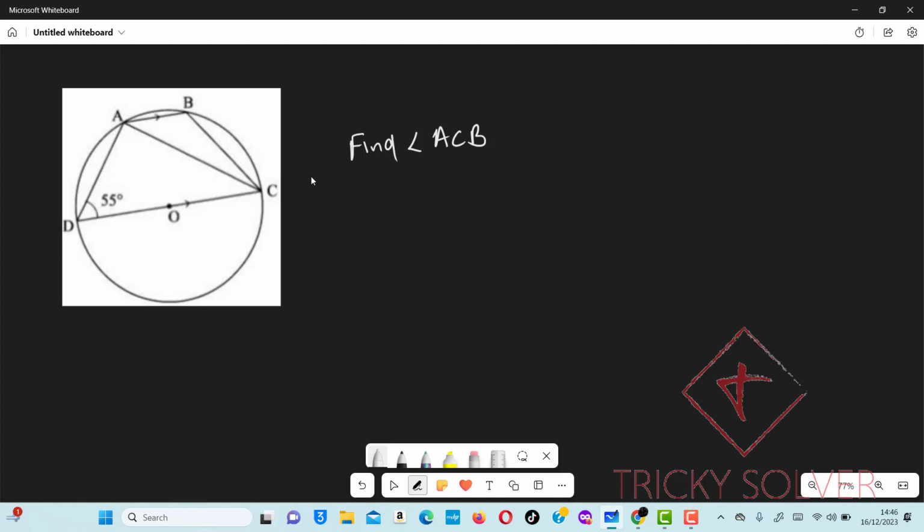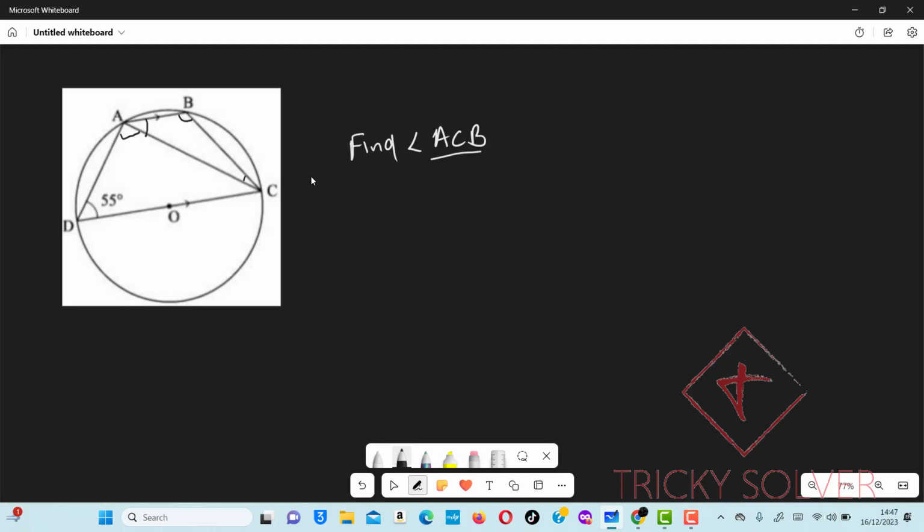So in this question, we like to find angle ACB. Now, for us to find angle ACB, we need to find two angles. One, we need to find this angle, and we need to find this angle also. So with those three angles, we can find this angle.